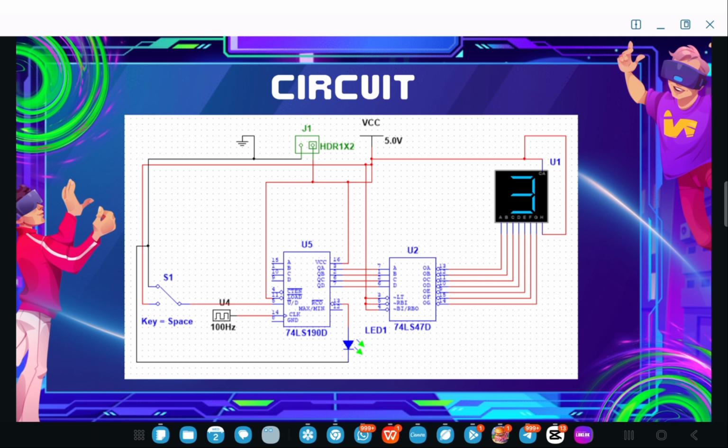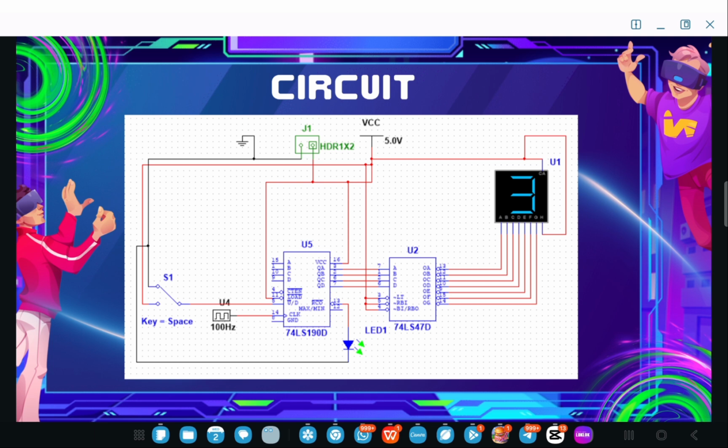Control input. It is a manual switch or logic level input that determines the counting direction. C is 1, count up. C is 0, count down. The logic circuit for that connects to the flip-flop inputs.